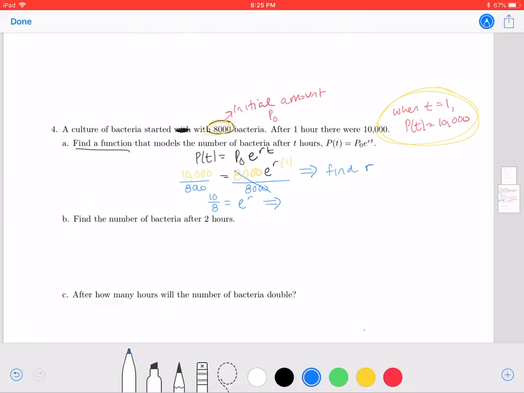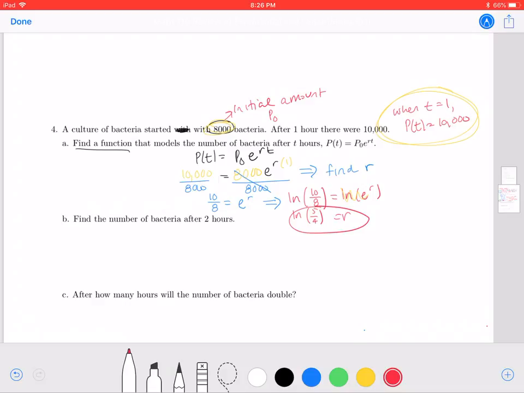Next step, I want to get r by itself. So what do we do? We take the natural log. Natural log of 10 over 8 is equal to natural log of e to the r. And remember, these cancel each other out, so you're just left with the r. And then I have natural log of 10 over 8. This has been bothering me, so I'm going to simplify this to 5 over 4. R is equal to natural log of 5/4. And we don't use calculators in here, so that is my answer.